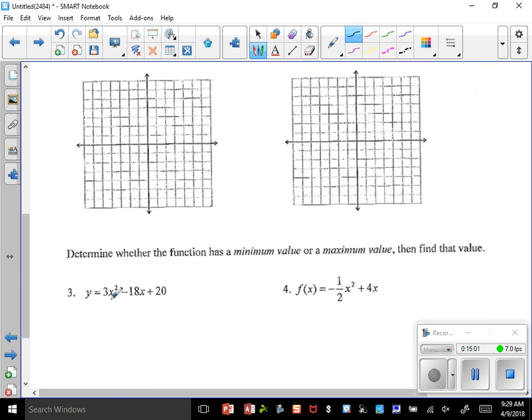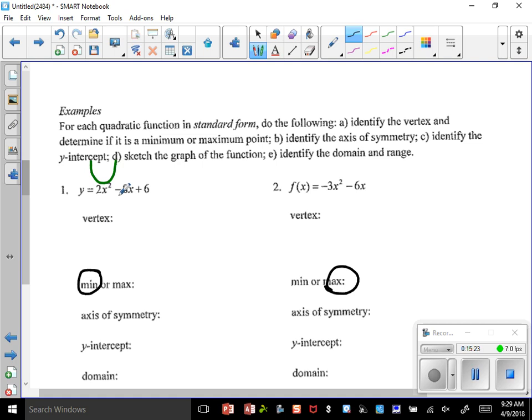All right, so let's do this. Determine whether the function is a min or max. Okay, positive. So what will this one be? Minimum. Okay, that'll be a minimum point. And over here, this will be a what for number 4? Maximum point. All right, so let's go ahead and determine how do we find out all of the other information.